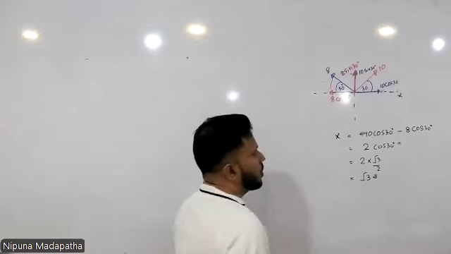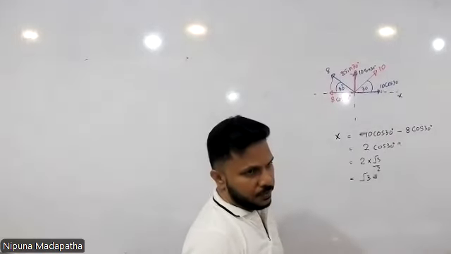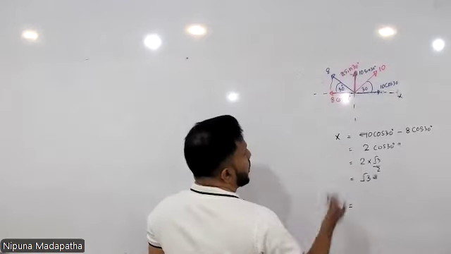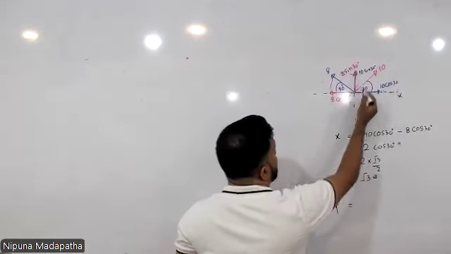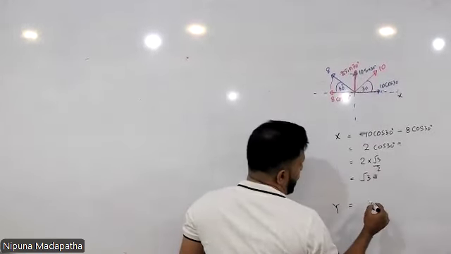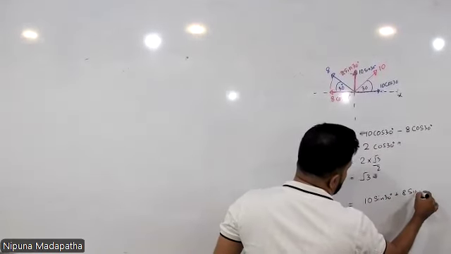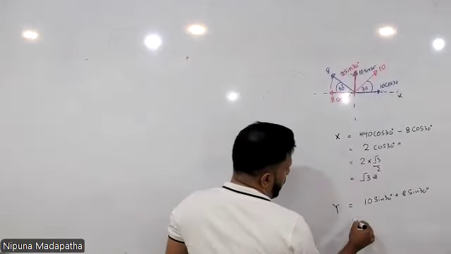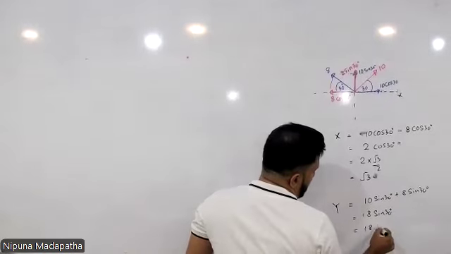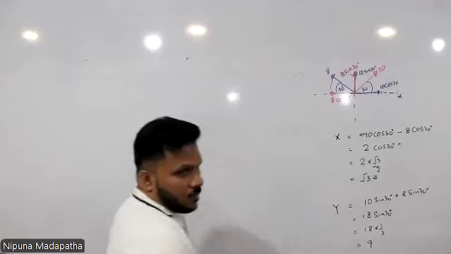Since this is a positive value, the resultant will be along the positive x direction. Right? Then what is the y component? Both the 10 sin 30 and 8 sin 30 are in the same direction. So 10 sin 30 plus 8 sin 30, total is 18 sin 30. Sin 30 is half. The value is 9.